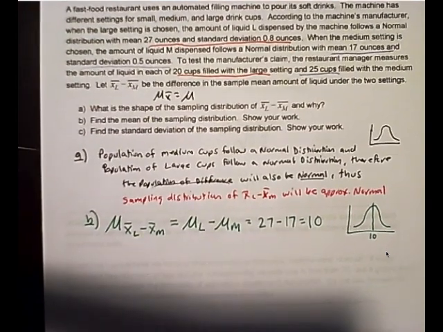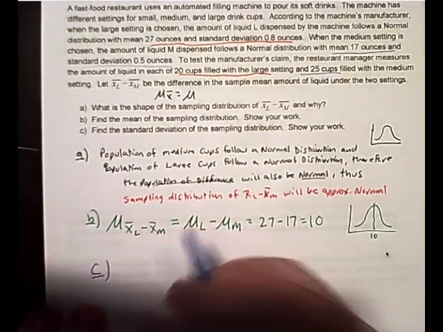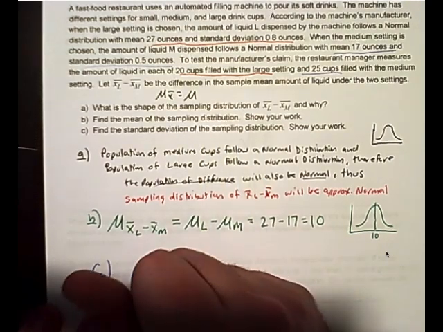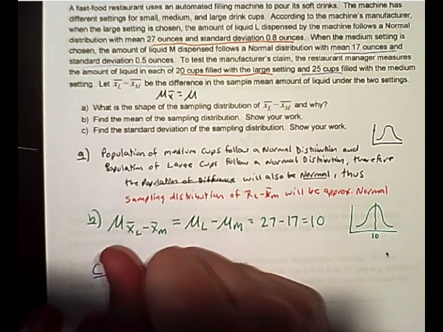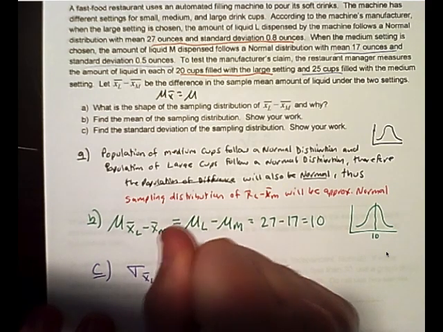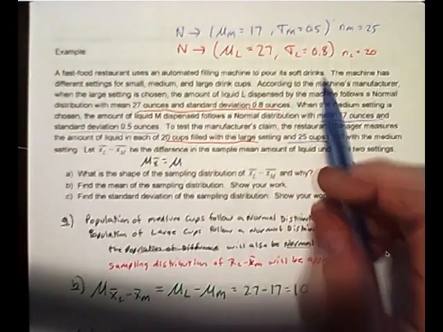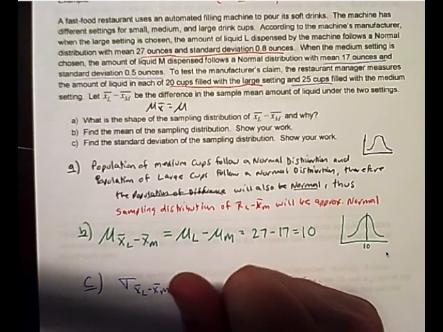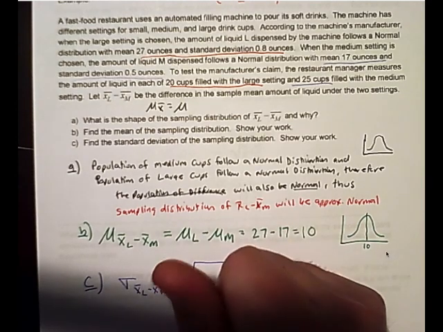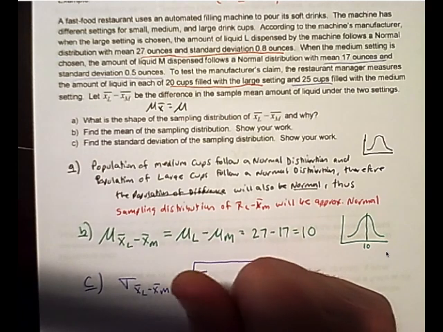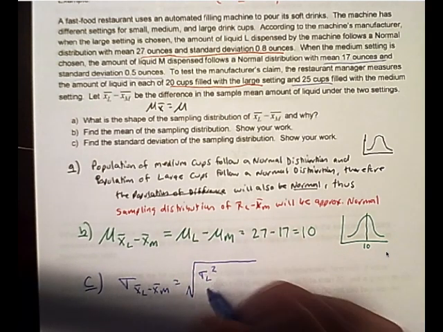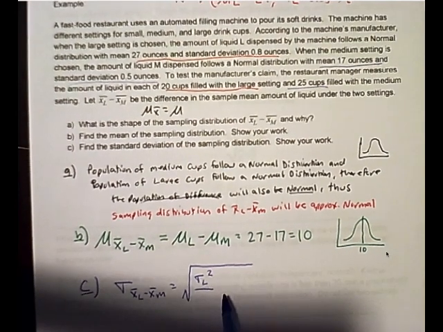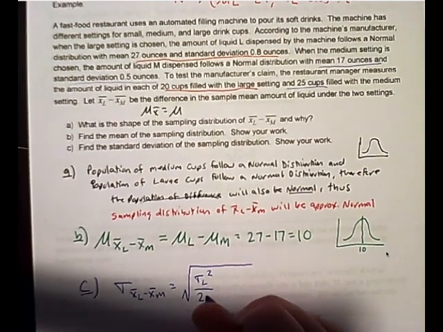In part C, it says find the standard deviation of the sampling distribution. So I'm trying to find sigma of x bar L minus x bar M. Now in this case, we do know the sigmas, so we can use those. So that's going to be this big square root. So we would have sigma L squared over the sample size, which is 20 for the large cups.